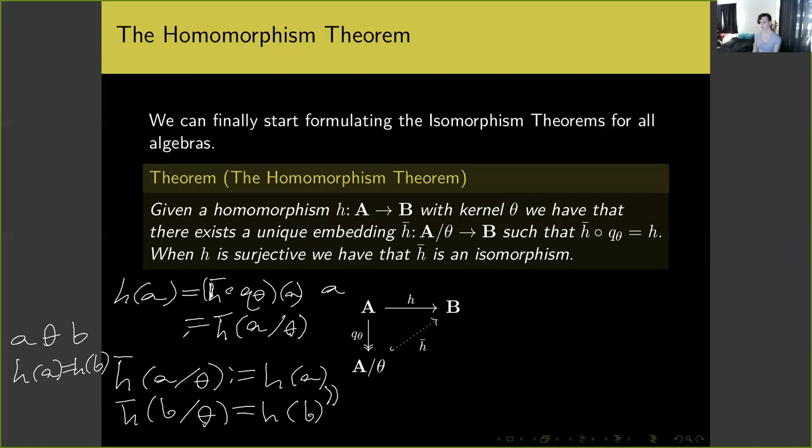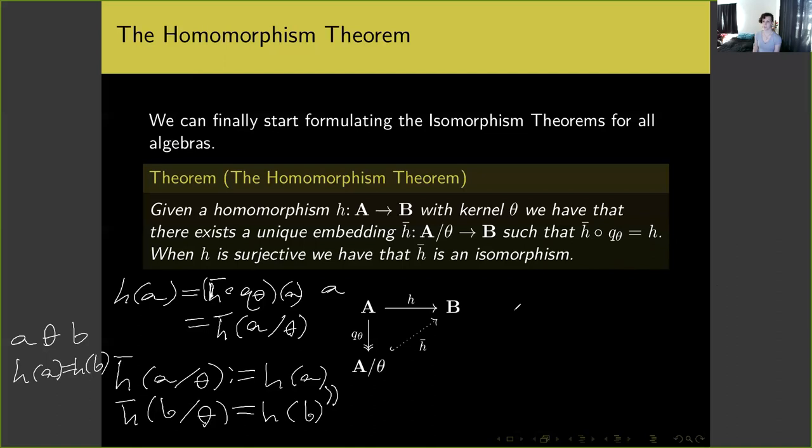So we already did the uniqueness part where we saw how we would have to define H bar. Then we looked at, well, if we did define H bar that way, is it well defined? And it turns out, yes, it is, because theta is the kernel of this homomorphism. And so it doesn't matter which representative we choose for an equivalence class to plug into H bar. Okay, so now we have that H bar is a well-defined function, which is unique. So it exists and it's unique, and it satisfies this property that we want, where H bar composed with Q theta is H.